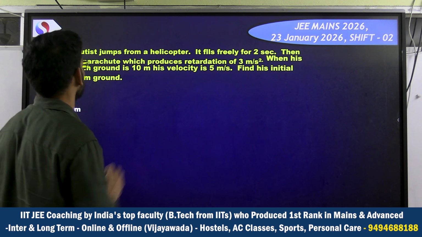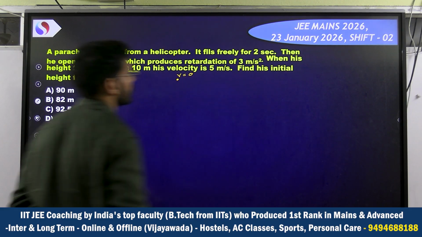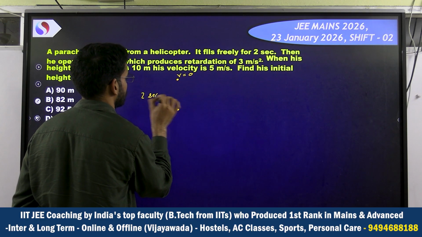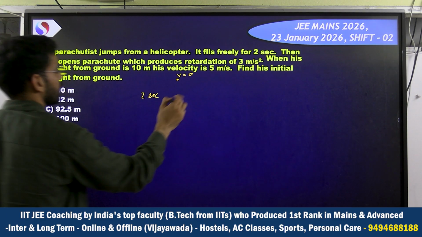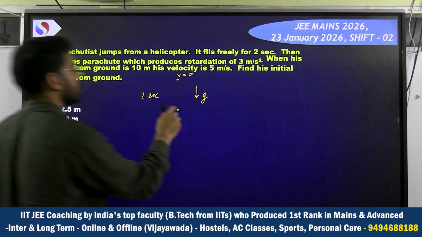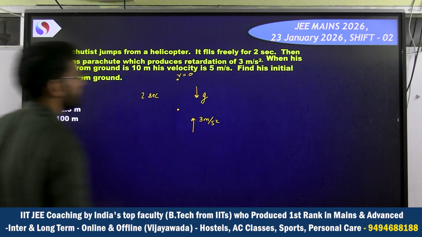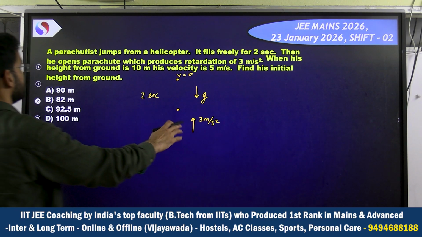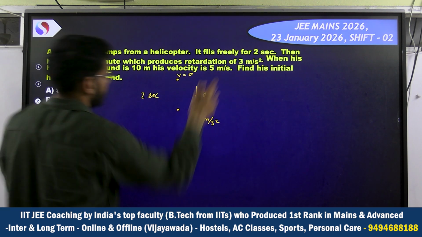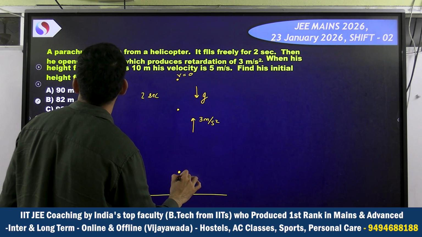Here, see, what are the things given? He jumps from a helicopter, so you have to assume initial velocity 0. Then he travels for 2 seconds in free fall. Free fall means he is falling under gravity. And then after that, he will have a retardation of 3 meter per second square. After this retardation, when his height from the ground is 10 meter, his velocity is 5 meter per second. So here is the ground, and somewhat above, how much? 10 meter.